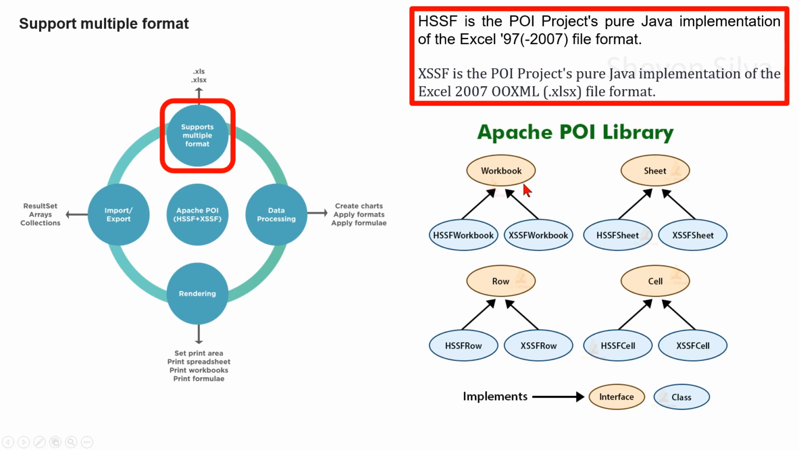Here the Workbook is implemented by HSSFWorkbook and XSSFWorkbook. Here, interface Sheet is implemented by HSSFSheet class and XSSFSheet class. Here, interface Row is implemented by HSSFRow class and XSSFRow class. Here, interface Cell is implemented by HSSFCell class and XSSFCell class.